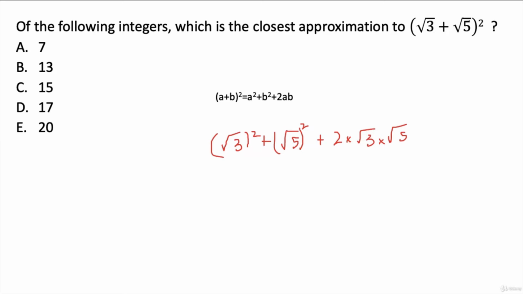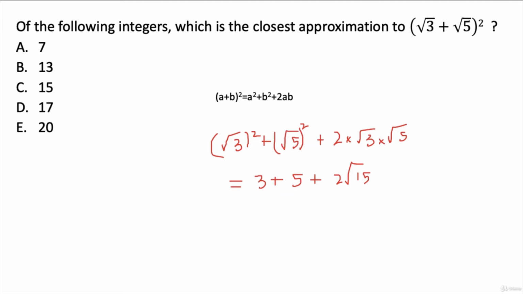Applying this identity on the question and putting a equal to root 3 and b equal to root 5, we get root 3 whole squared plus root 5 whole squared plus twice of root 3 into root 5, which gives us 3 plus 5 plus 2 root 15.